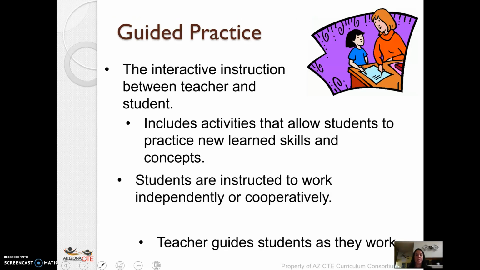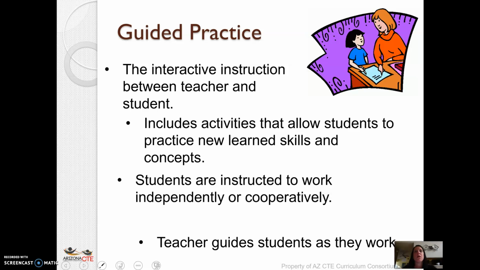Guided practice, this is the interactive instruction between the student and the teacher. So again, this is the we do part. It includes activities that allow students to practice newly learned skills and concepts. Students are instructed to work again in partners. They could even work on this, the we do part, but it's much more structured.